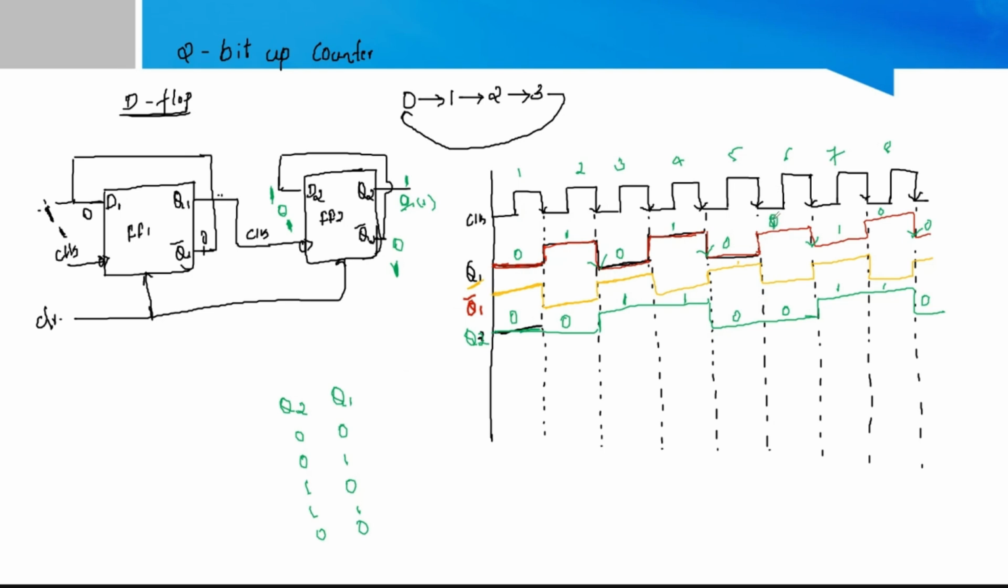This is 1, right? 0, 1, 0, 1. Sorry, 0, 0, 0, 1. This will be 1, 0, and this is 1, 1. 1, 0, and 1, 1.